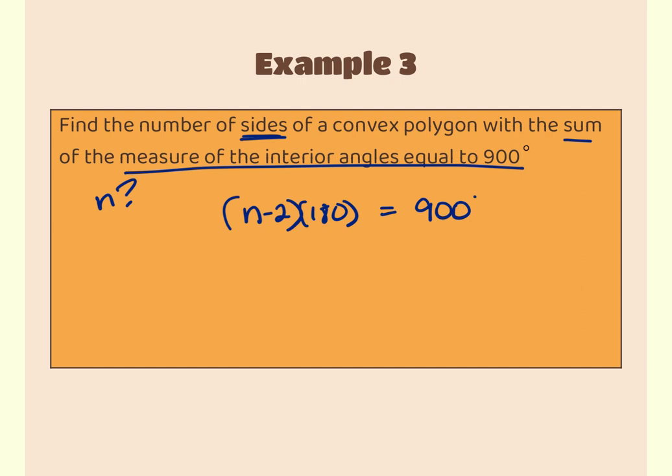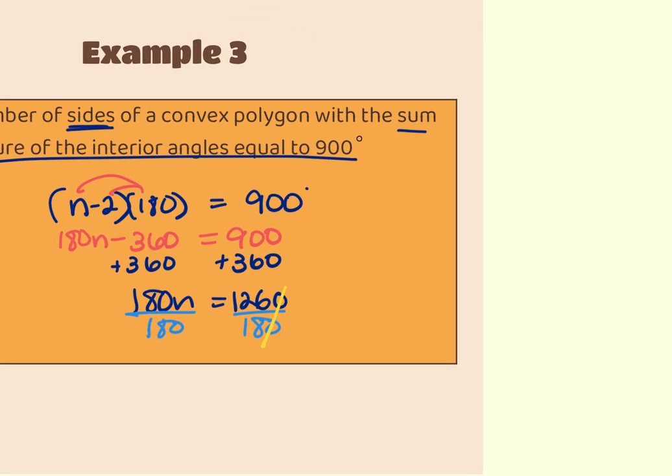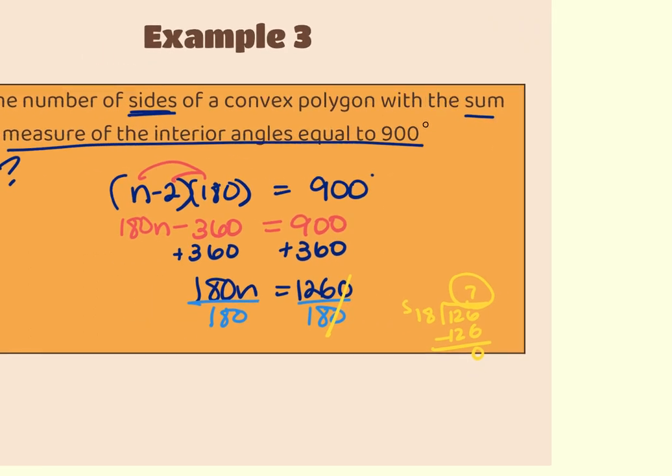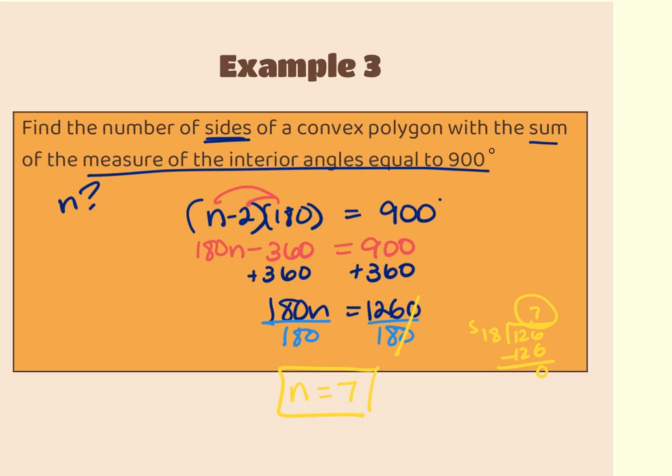So if we're going to solve for n here, I'm going to distribute that 180. And I do 180n minus 360 equals 900. Add the 360. And divide by 180. So I can actually cancel through the zeros, and then I have 126 divided by 18. This would be 7 into 126. So n is 7. And you can always check by plugging it back in. If I did n minus 2, it would be 5 times 180. And that's our 900.